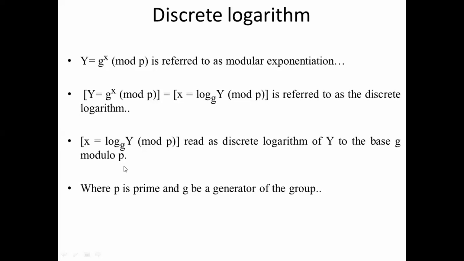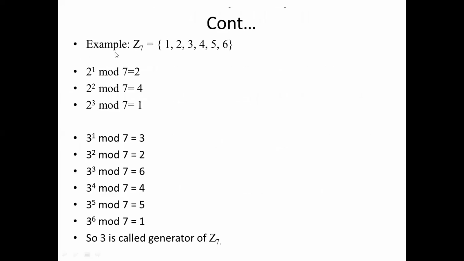g is nothing but a generator of the group. Let us take one example. Z7 is a group. In that group, how many elements are there? 1 to 6. How did you get these elements? First you go with 1. You need to check whether 1 is relatively prime to 7. Relatively prime means the GCD of the two numbers is 1. So the GCD of 1 and 7 is 1.